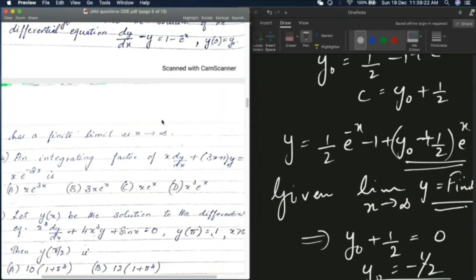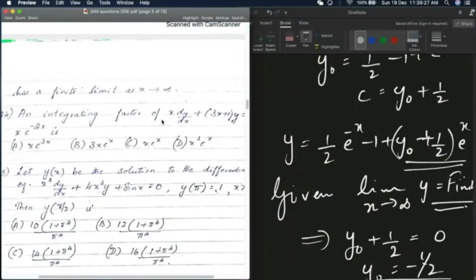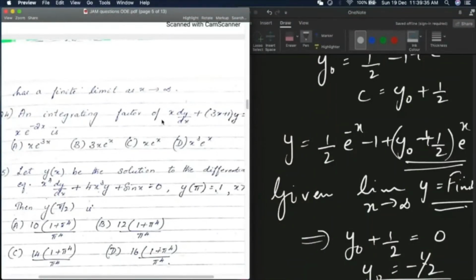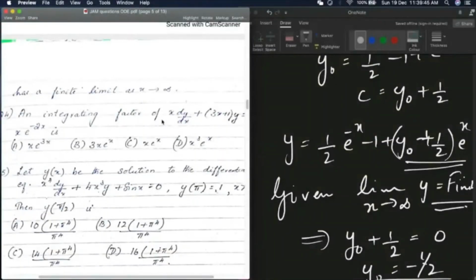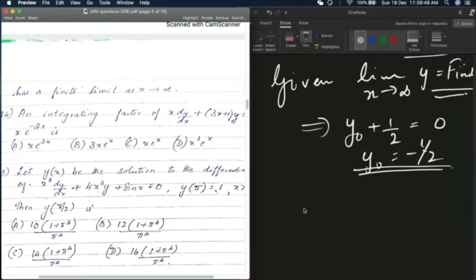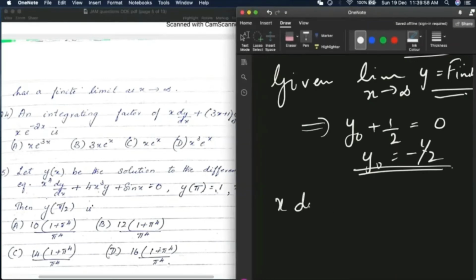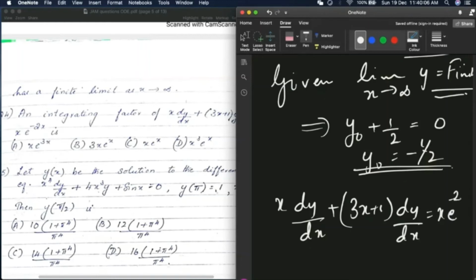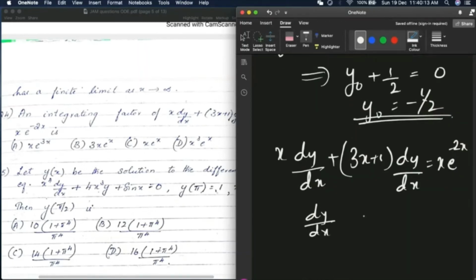See, again an integrating factor question has come. Integrating factor of x dy by dx plus (3x plus 1)y. That is a linear differential equation, okay? Linear differential equation also you are reducing to exact and then solving. So if you just rewrite and find out what P is, then this is also a direct question. So this is my equation: x into dy by dx plus (3x plus 1) into y is equal to x into e raised to minus 2x. dy by dx plus (3x plus 1) means 3 plus 1 by x.